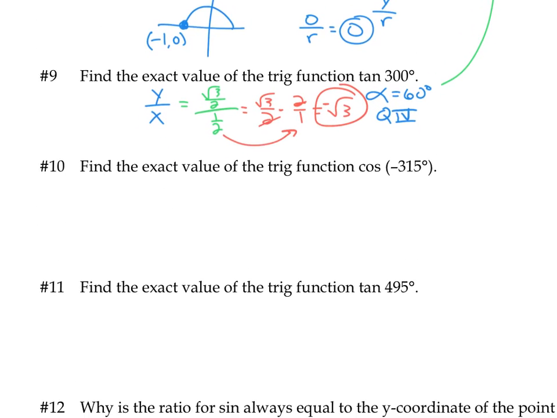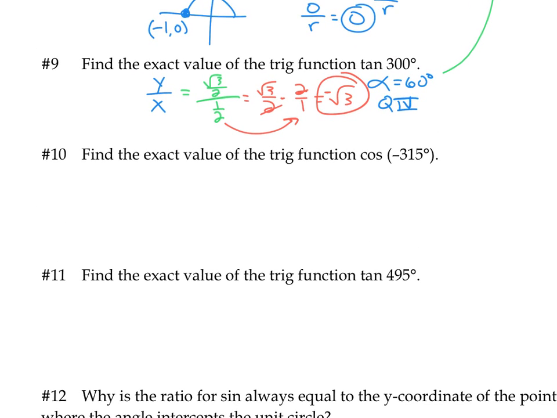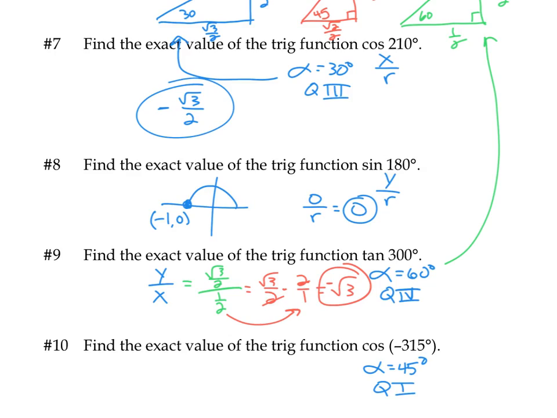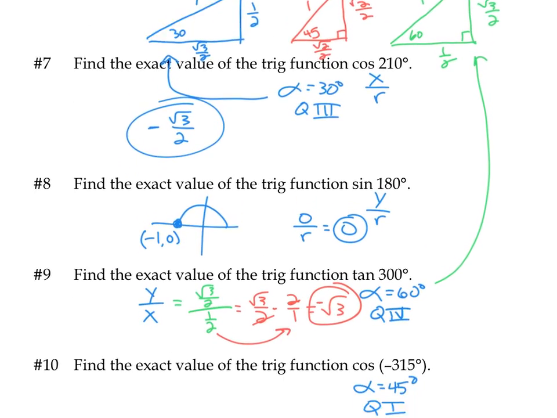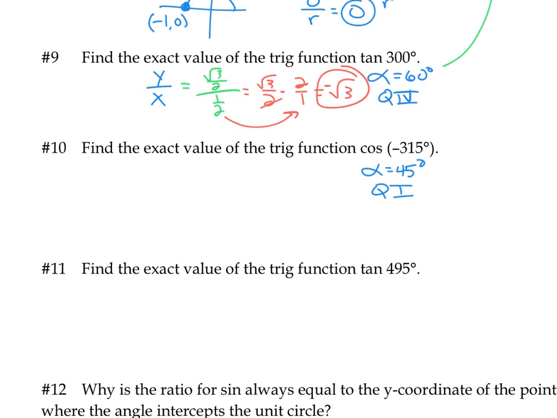So negative 315 degrees, okay? That is a reference angle of 45 degrees. So our reference angle is 45 degrees. Negative 315 is in quadrant 1, so we're going to have a positive answer because we're in quadrant 1. All the trig functions are positive there. And that's a 45-degree reference angle. That triangle we had up here, I can go back to it. All right, that's the one in red, 45-degree reference angle. X and Y are both square root of 2 over 2. Okay, so our answer for this would be square root of 2 over 2.